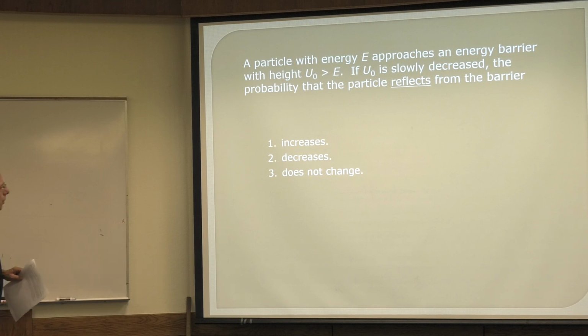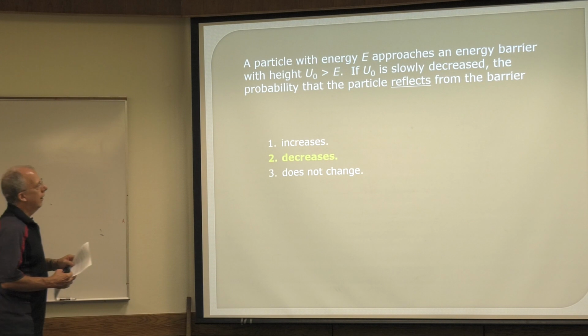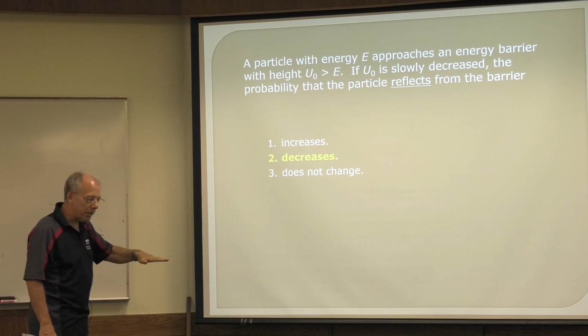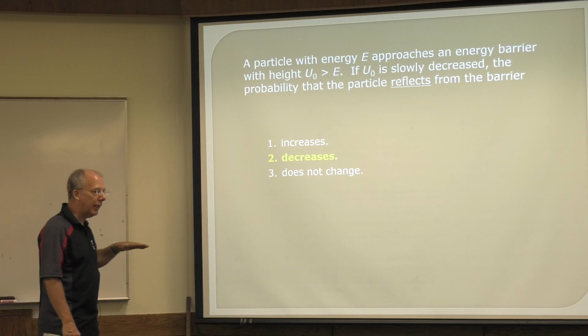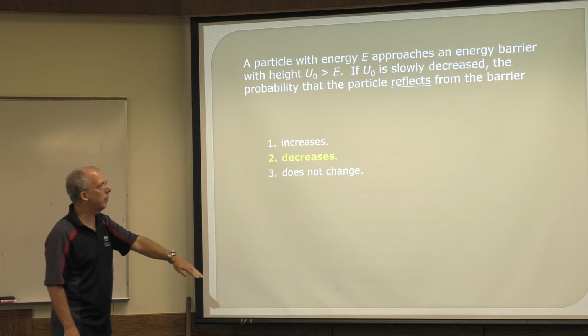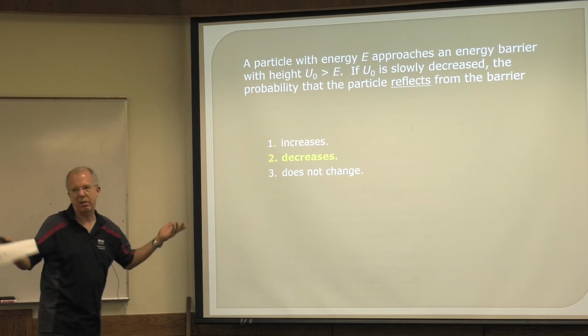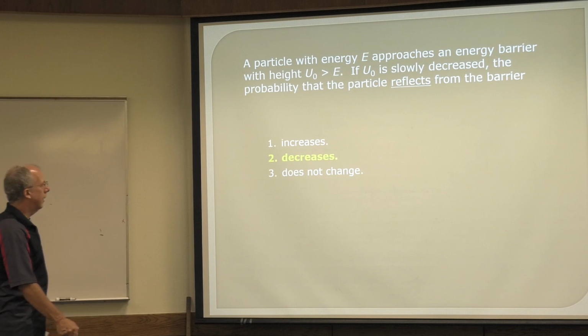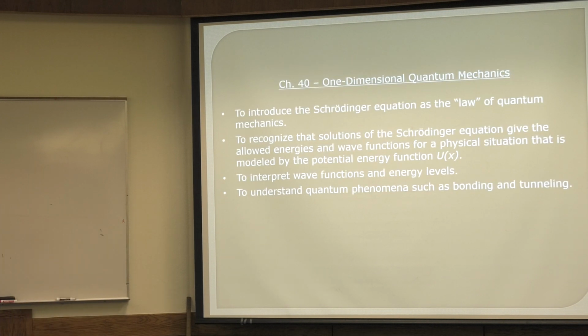All right, I hope you understand that as U0 is decreasing, that means the probability of tunneling is increasing. That means the probability of reflection is decreasing. That's all. All right. So here, let's just review now.